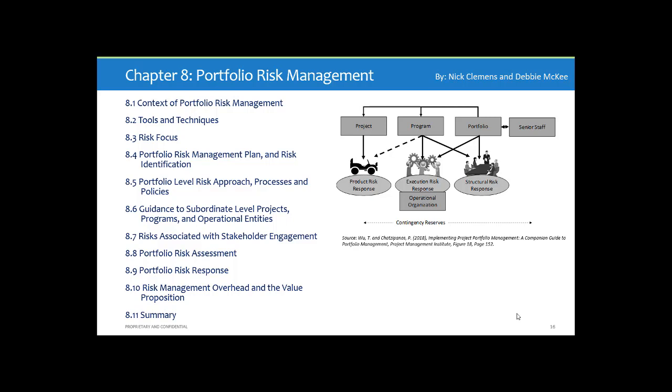So in the framework, a little bit out to the right, you see the project, program, portfolio, and how senior staff influence those different levels, and how the organization produces product risk response, for example, executing that risk response, and then as well structural risk response from the portfolio side. And all that, of course, is tied to the contingency reserve of the organization.